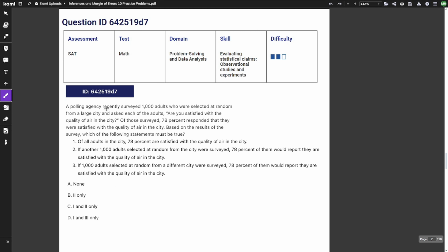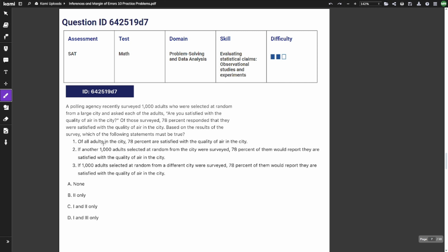Question number 7. A polling agency recently surveyed 1,000 adults who were selected at random from a large city and asked each of the adults, are you satisfied with the quality of air in the city? Of those surveyed, 78% responded that they were satisfied with the quality of air in the city. Based on the results of the survey, which of the following statements must be true?